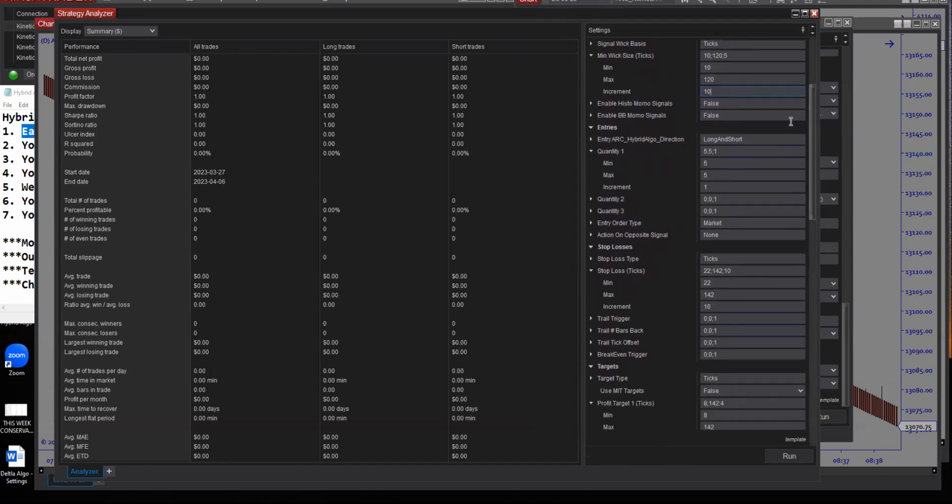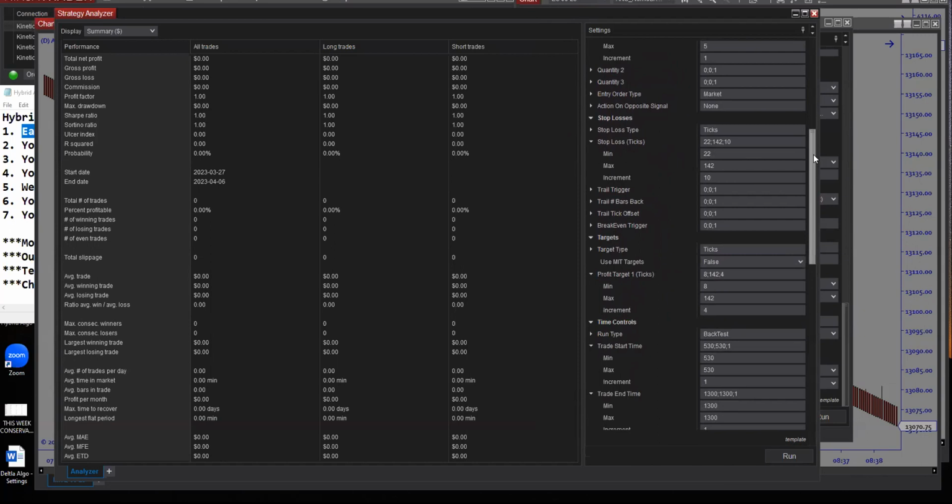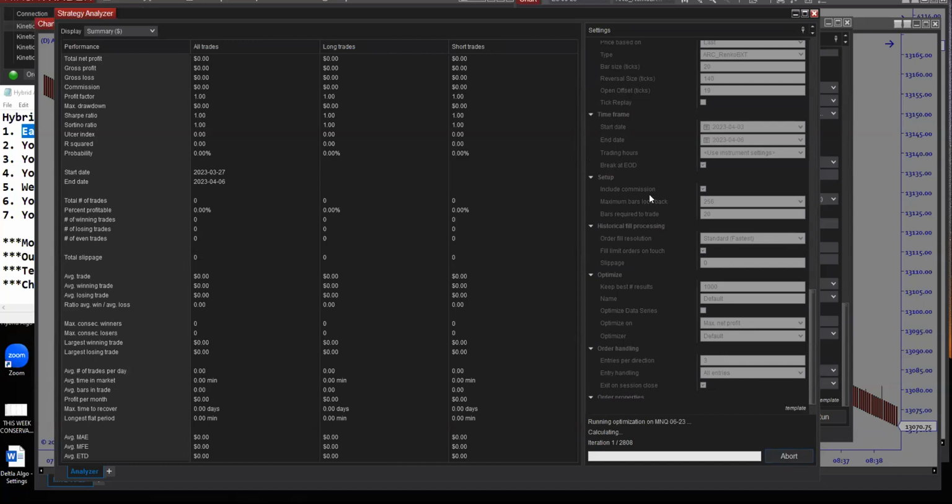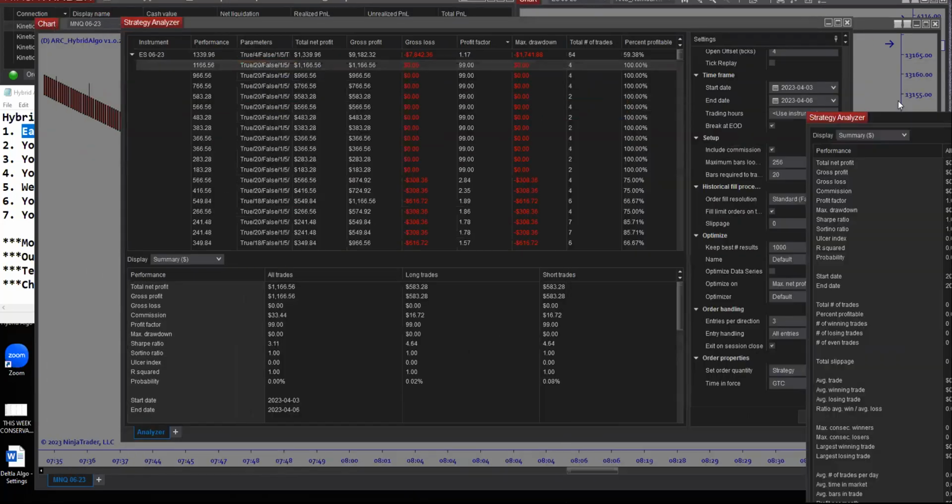I'm going to change this down to 10 iterations, and let's put this to like 8 ticks. 8 ticks is not a lot of ticks in the NASDAQ, right? Like it's not a lot of ticks. Let's try that. That'll come back really quick. Okay, so we'll let that run.